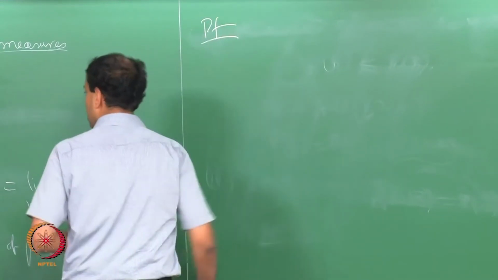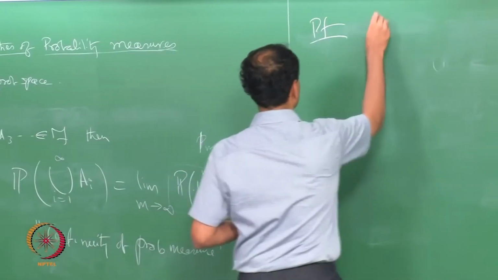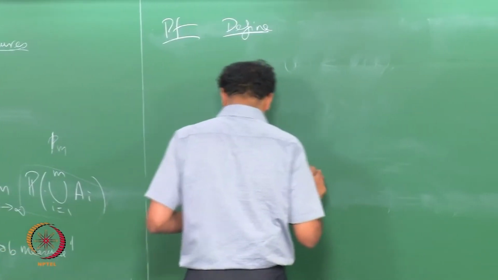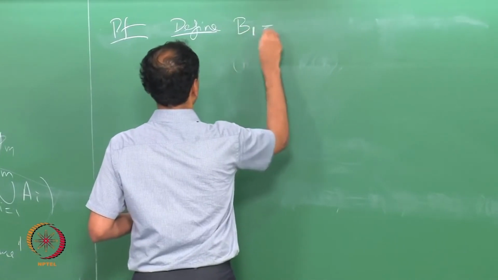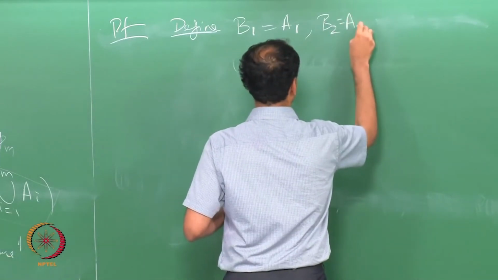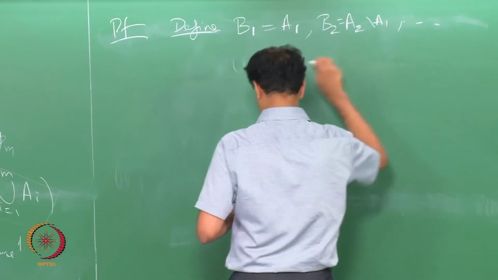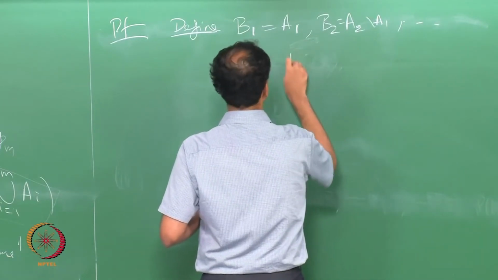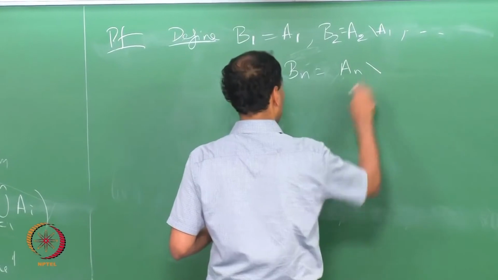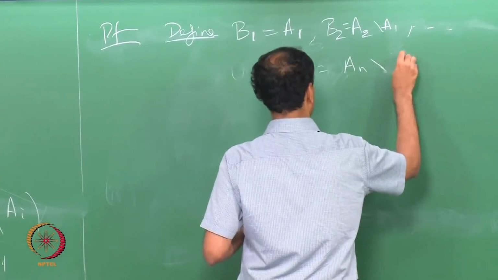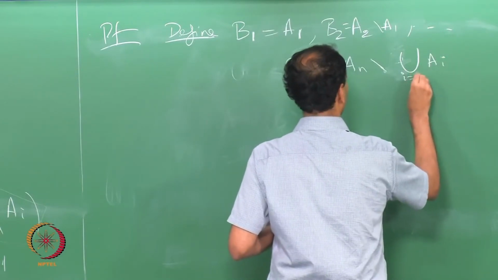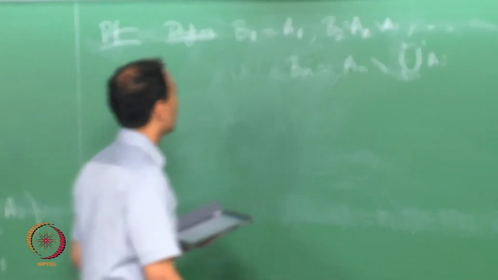I am trying to prove this now. Proof: define B, okay, let us do this. Define B1 is equal to A1, B2 is equal to A2 minus A1 and so on, right. So that Bn is equal to An minus the union of Ai, i equals 1 through n minus 1, okay, and so on, right.